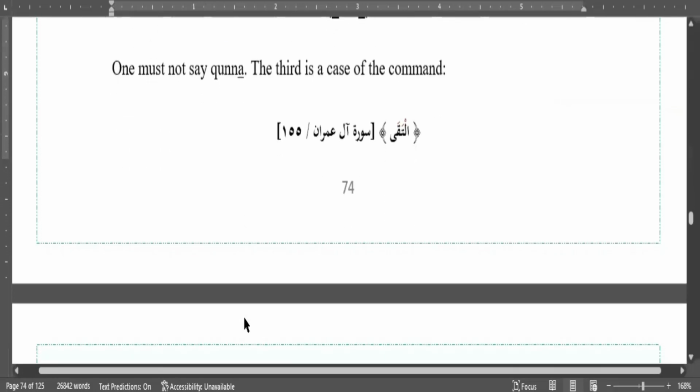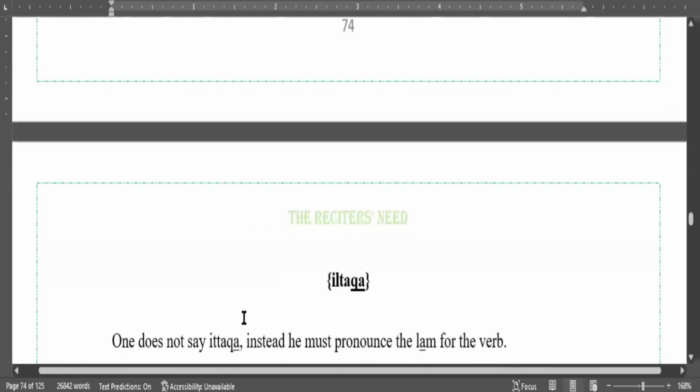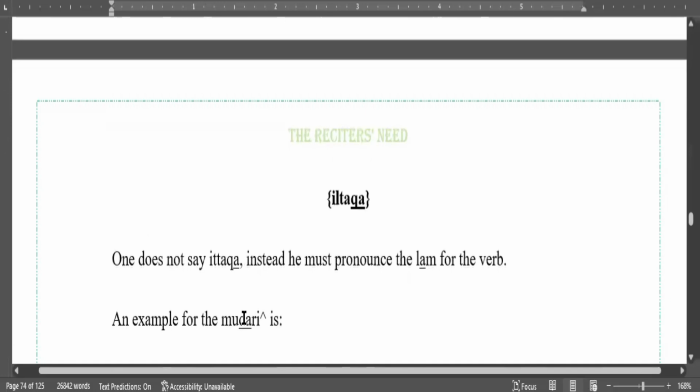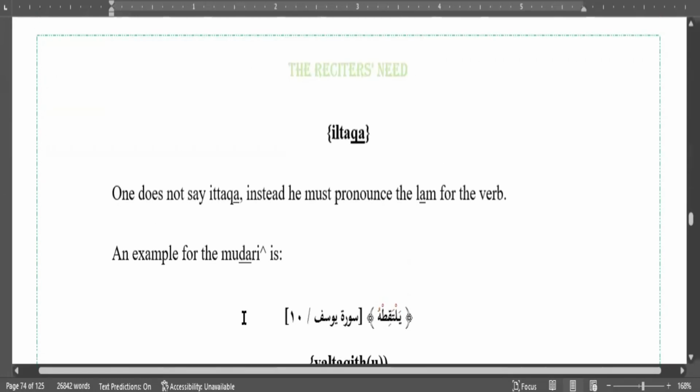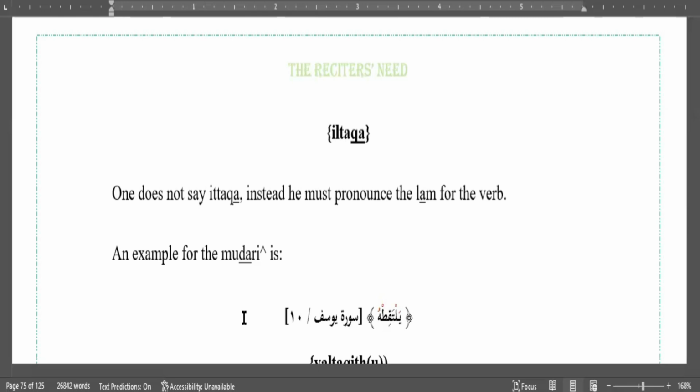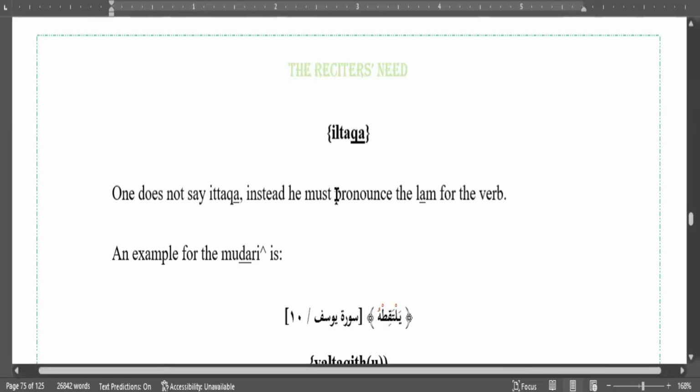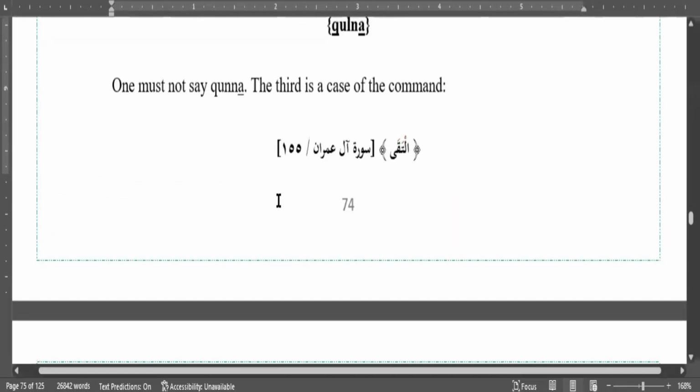Iltaqa. They're cool. Hakadha? That's a command? Oh, that's a command. Hold on. Alqi. Alqi. Yeah, that's not a command. That's a mistake. That's a blunder here. That's an embarrassing blunder.